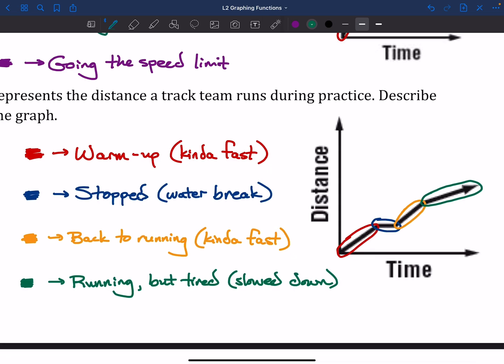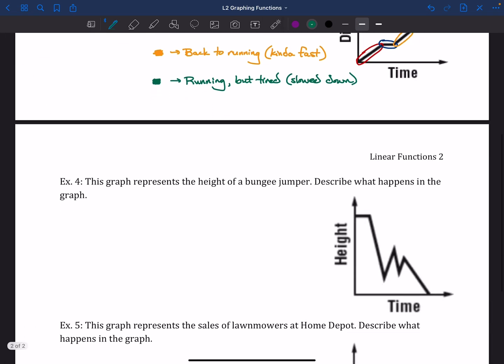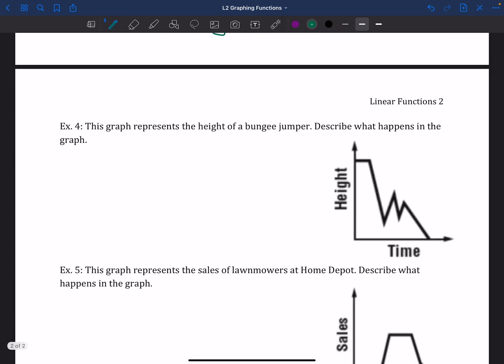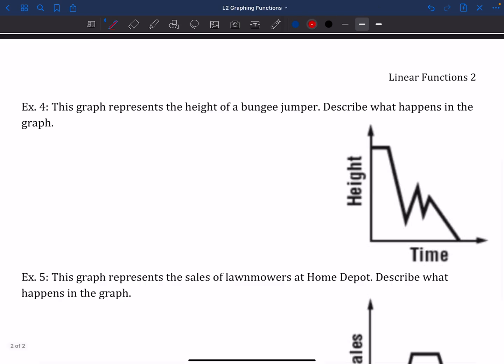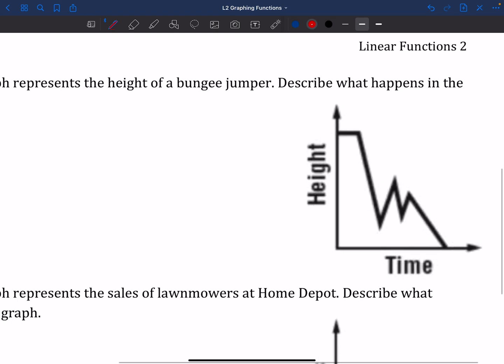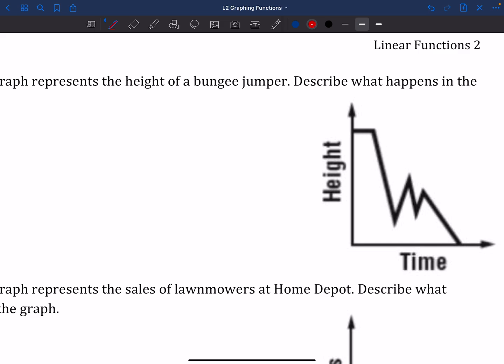We've got a couple more we're going to talk through together, and then we're just about done. All right, this one on the back describes the height of a bungee jumper. Extreme sports. So what we're going to try and do is describe what happens in this graph. Again, I would encourage you to pause here, see if you can figure out what the individual chunks we might be talking about are. It might end up being a little trickier on this one. Yours might not match perfectly with mine, but that's all right as long as we get the right idea.